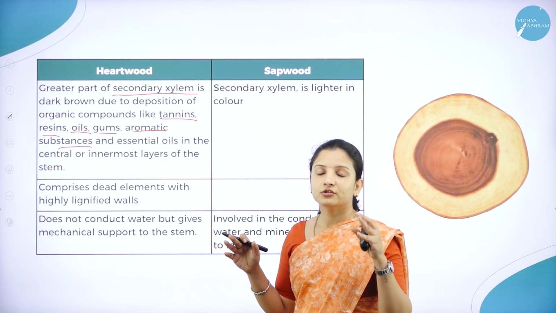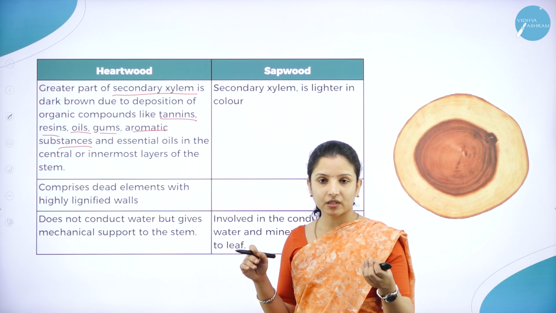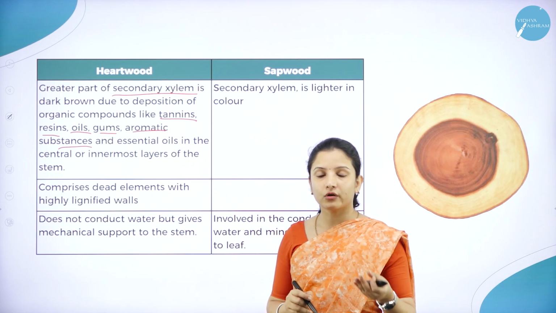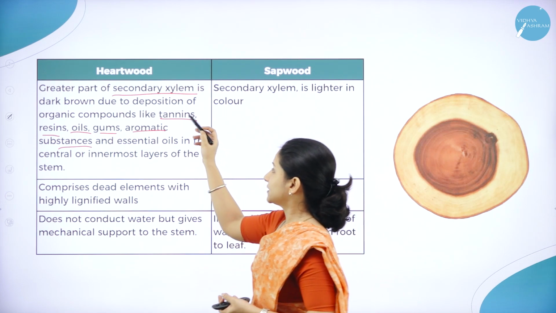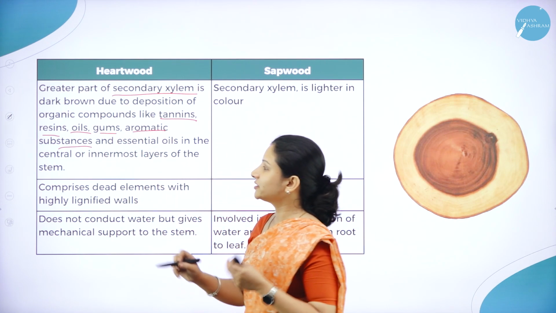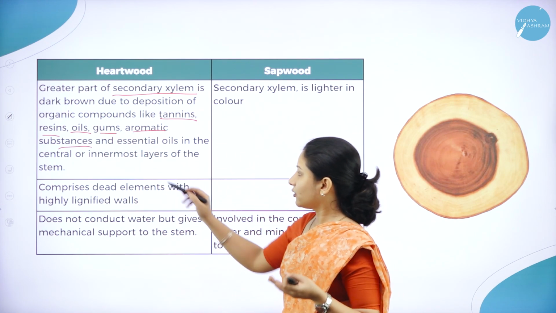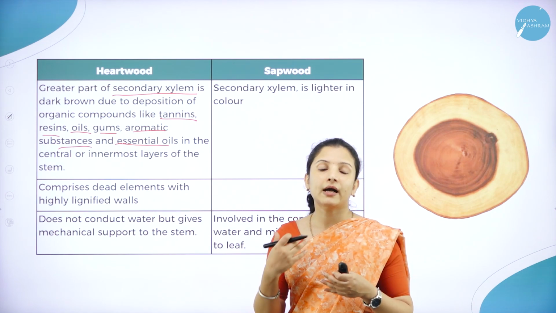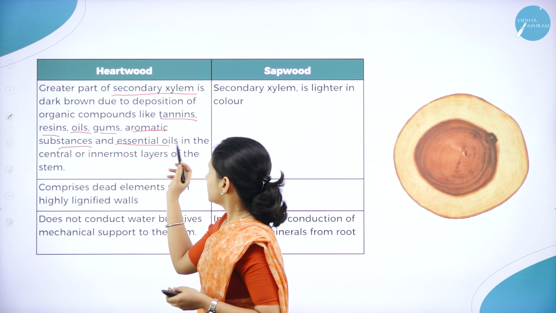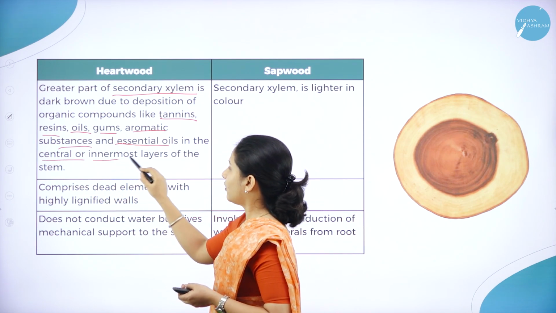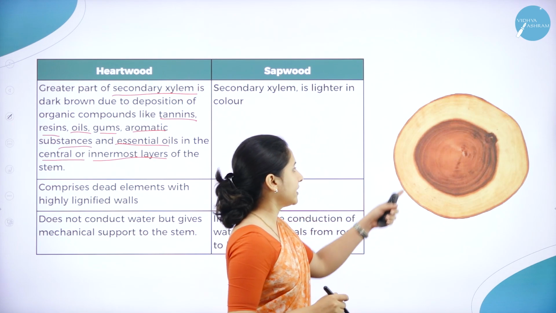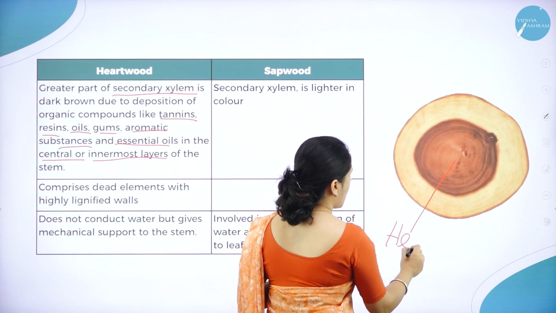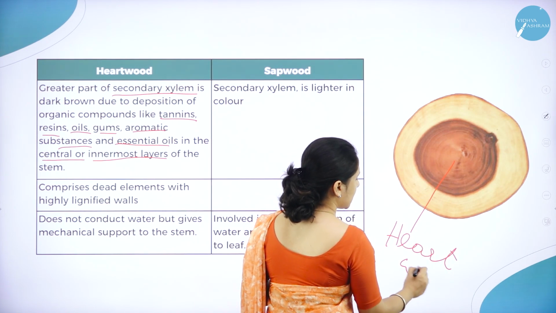Why is it dark? Something has to result in the dark pigmentation. Because in that particular region, a lot of chemical compounds or organic compounds such as the tannins, the resins, the oils, gums and aromatic substances and also certain essential oils, all are present there. That is why it has a darker color, and it usually occurs in the central or innermost layer of the stem. As you can see here, all these are dark in color, therefore it is called the heartwood.